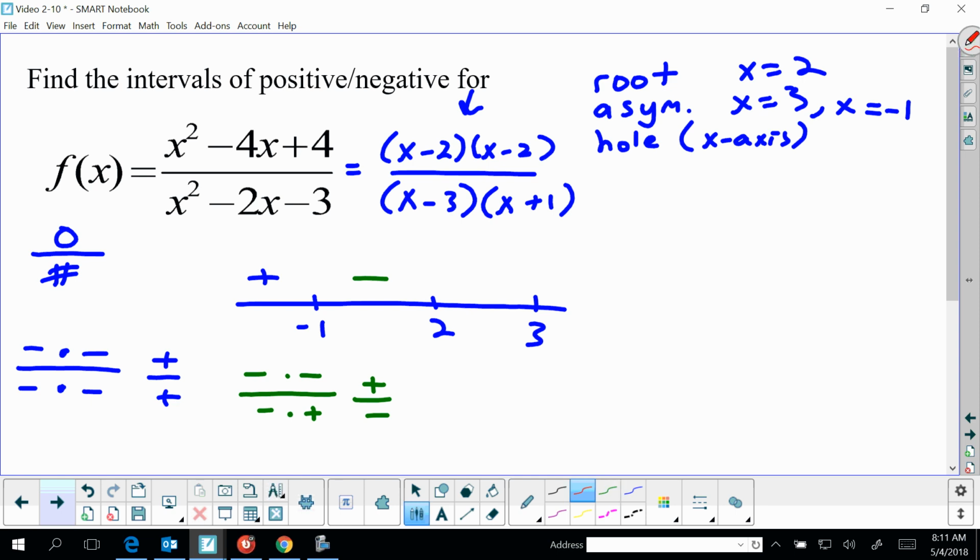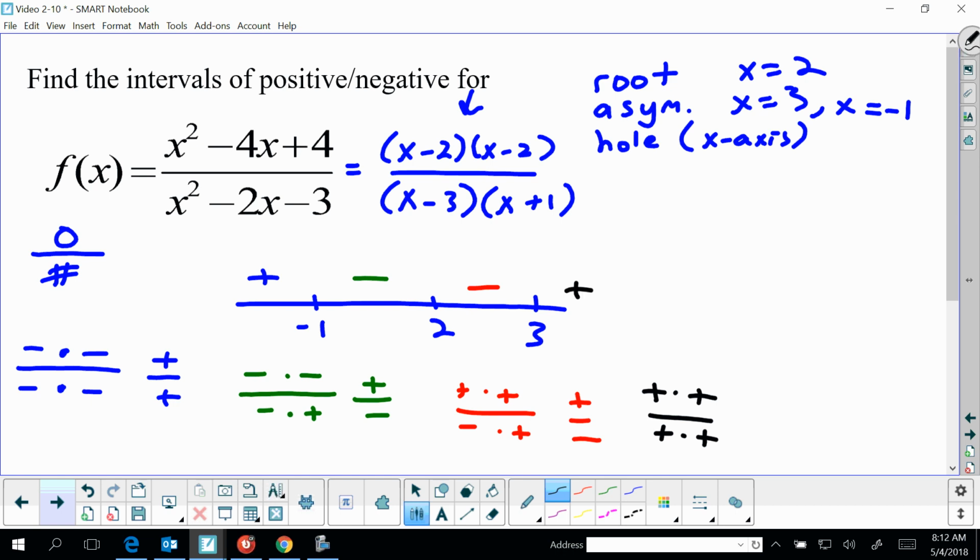Next section, maybe use 2.5. So we'll get a positive times a positive, and a negative times a positive. So that'll give us a positive over a negative, which is a negative. And our last section, if we put in something like +10 or so, we should get pluses everywhere. So we'll get a plus here.